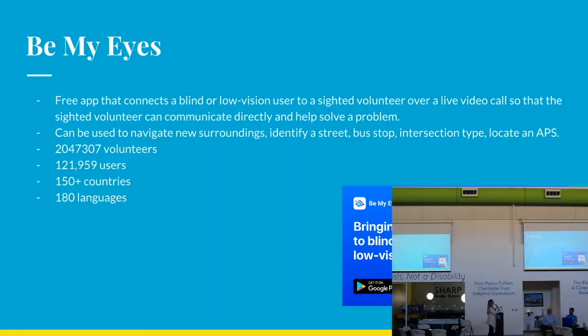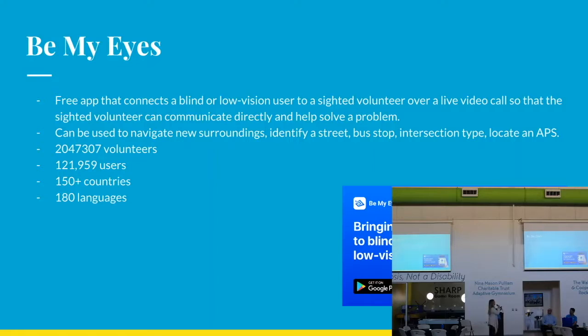So essentially, it's the free app, but it can be used with O&M to help navigate new surroundings, identify a street or a bus stop, intersection type, or to locate maybe an APS. But this could be somewhat like a substitute to IRA if you were trying to get something free and something simple. But obviously IRA has those trained agents that are going to give you really good information.